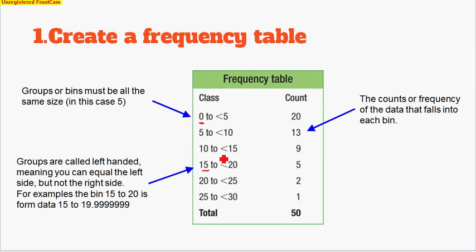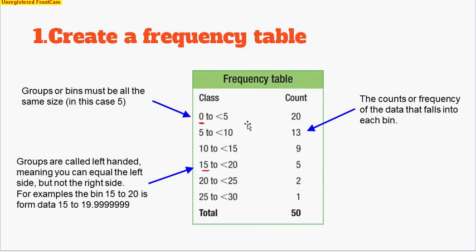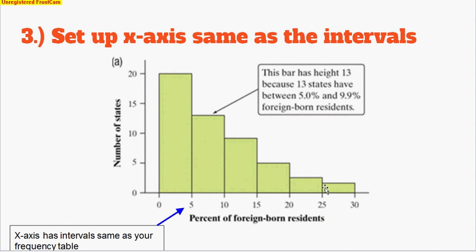Then you want to go back to your data and count how many, in this case, how many states fall into each bin. So I'm going to go back to my previous data and count how many states are from 0 to 4.9999, basically 0 to 5. And then that is what's going to go here. So I counted 20 states that were from 0 to 5%. 13 states were from 5 to 10%, again, technically 5 to 9.9999. 9 states I counted from 10 to 15. 5 states from 15 to 20. 2 states from 20 to 25. And 1 state that was 25 to 30. Then you can make your histogram.